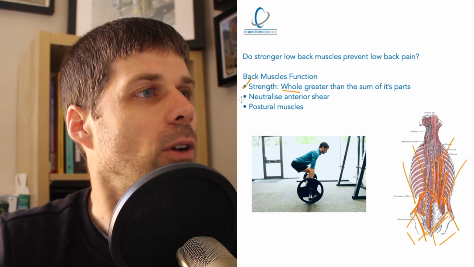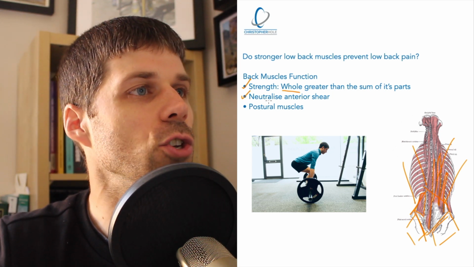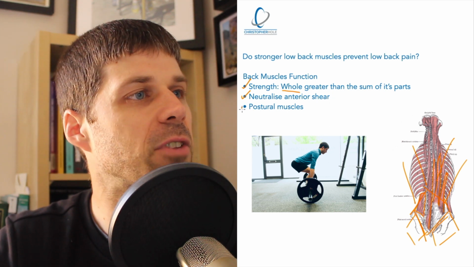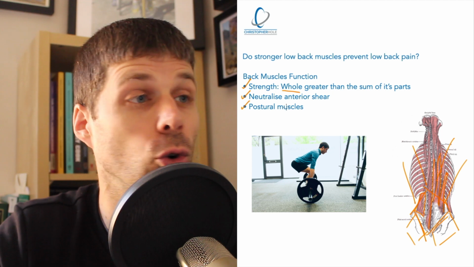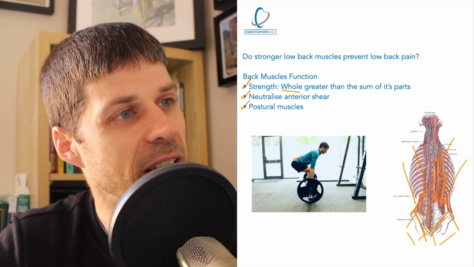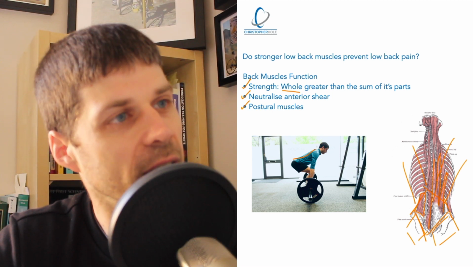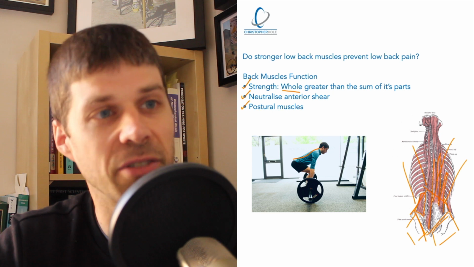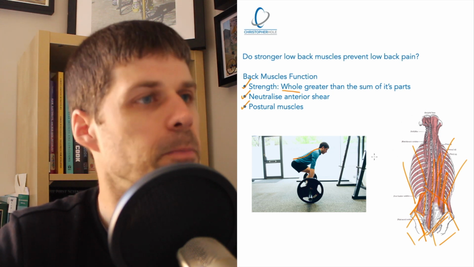The next function of lower back muscles is to neutralize anterior shear. And in some respects, this kind of goes towards the postural muscles. So if we come back to me in this deadlift here, if I just draw this line, I'm going to say this line is my lower back muscles. So that's the longissimus, multifidus, iliocostalis, for example.